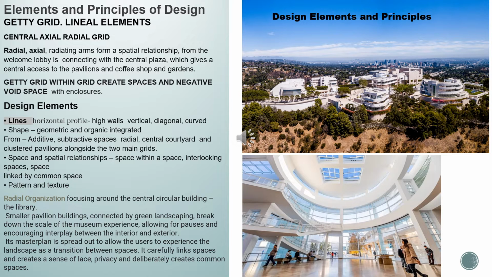The design elements and principles of the Getty: the grid is a linear element. The central axis of the radial grid radiates its arms from a special relationship from the welcome lobby, connecting with the central plaza, which gives central access to the pavilions and coffee shops and gardens.